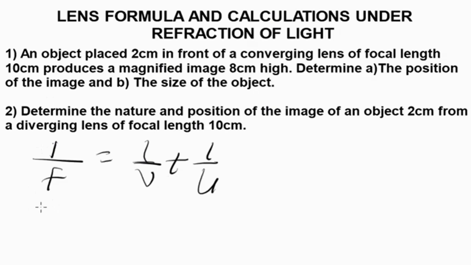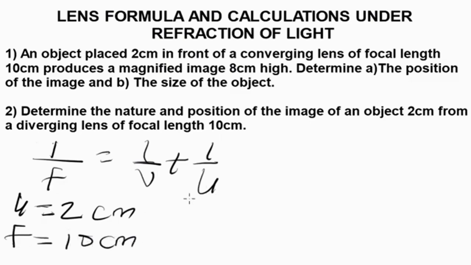So in this question, it says an object placed 2 cm in front of a converging lens. So our u is 2 cm, whereas our focal length f is 10 cm. We also have, okay, produces a magnified image 8 cm high. So we have our image height hi to be 8 cm. We have to determine the position of the image and the size of the object.